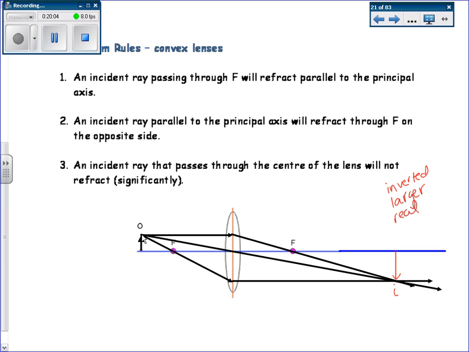Any questions? Okay. The one that goes from the object through the center of the lens is always just a straight line. Doesn't bend. And then these two are just opposites of each other.